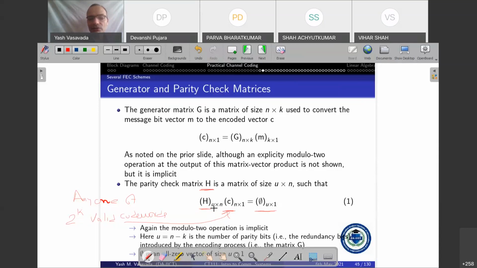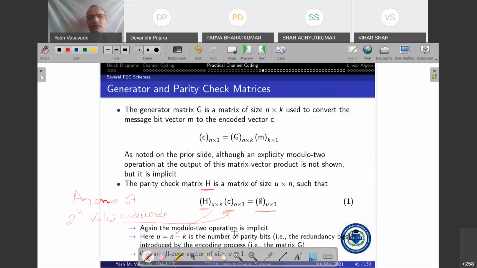And then what is U? U is the difference between N and K. It is the number of redundant bits, sometimes also called the parity bits, that the encoder introduces. Okay, so these are some definitions. It will become clear to you as we move along. When we take some concrete examples, you will understand what I'm talking about.